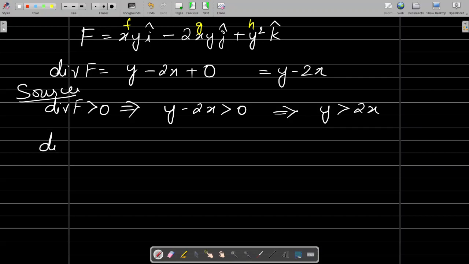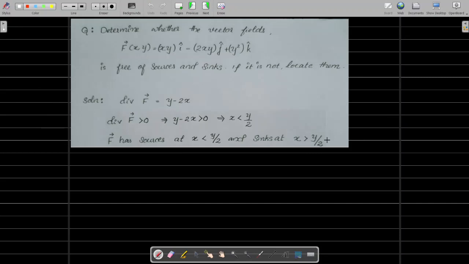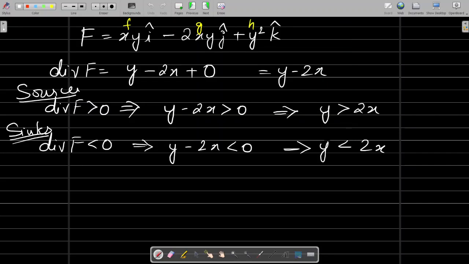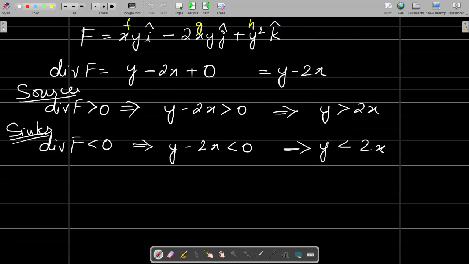Similarly, if divergence of f is less than 0, then you will have sinks. That is y minus 2x is less than 0, that implies y is less than 2x. So at all points where y is less than 2x, you will have sinks. So this is the classification. It is not free of sources and sinks. Where y is greater than 2x, you will have sources, and where y is less than 2x, you will have sinks. Okay, so this was the last topic of this video. Thank you.